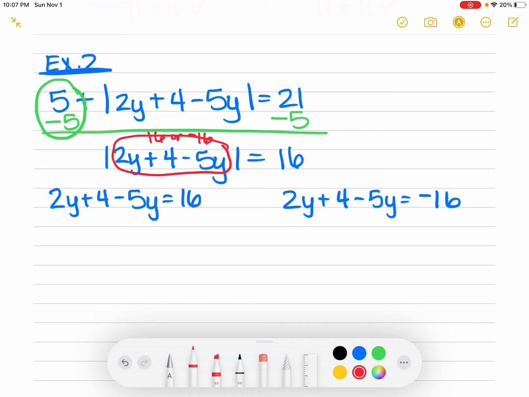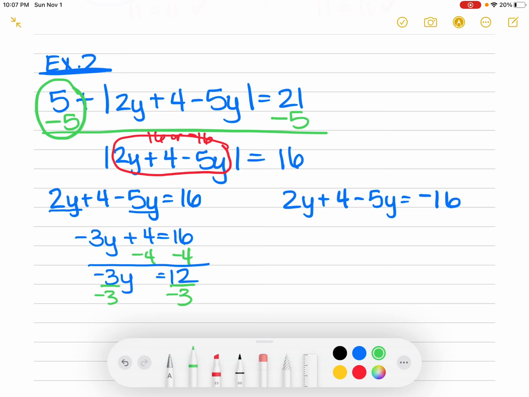Okay, so now I'm going to solve this just my usual way. My first thing you always do is combine like terms if you can. And on this one, I do have like terms. I'm going to get -3y plus 4 equals 16. Now I'm going to subtract 4 from both sides. And that gives me -3y equals 12. Then I'm going to divide by -3. And I get y equals -4. Okay, that's one of my answers.